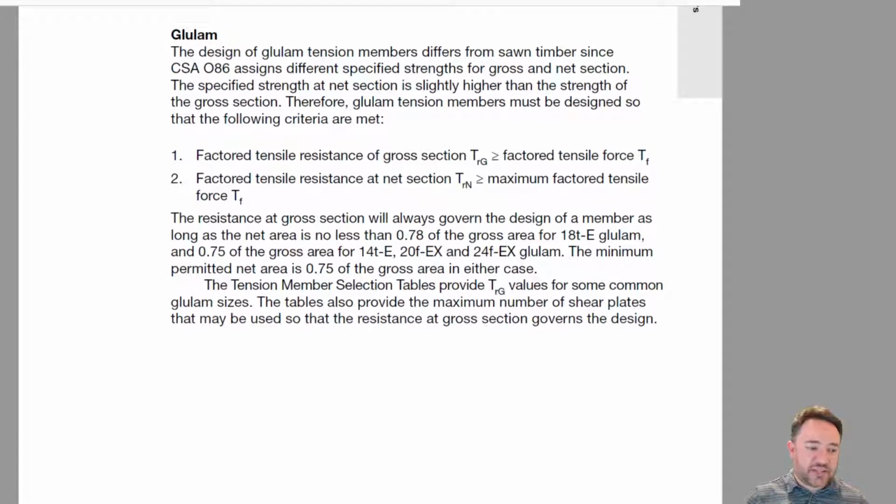But on the tests and stuff, check both, because it pays to be consistent and make sure that we don't end up in that area where we're a little bit less than 0.78 and we happen to use 18 TE Glulam, which could come up. So just make sure you check both. The consequence of this is that when we go to the design tables, we can basically assume that everything is failing in tension gross and use only those parameters to figure out what my target should be.